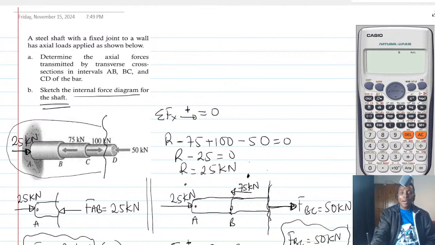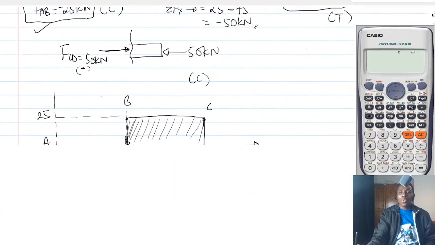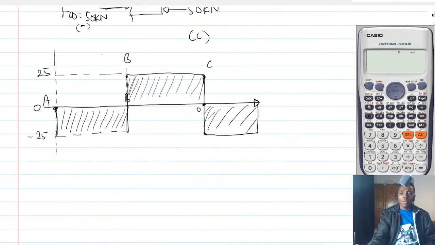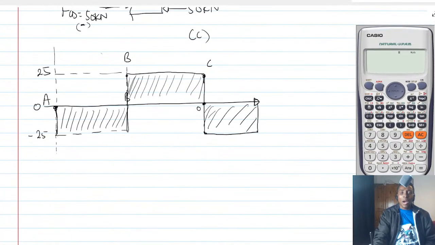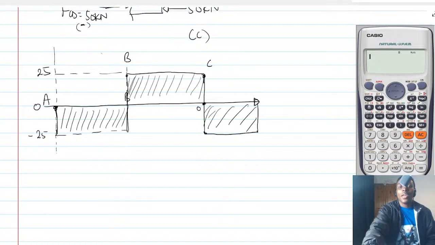Alright, guys. Now before we move to the shear force and the bending moment diagram, I want to solve one question on internal torques. Alright. So now let's look at internal torques, and then we will look at the bending moment and then the shear force diagram.